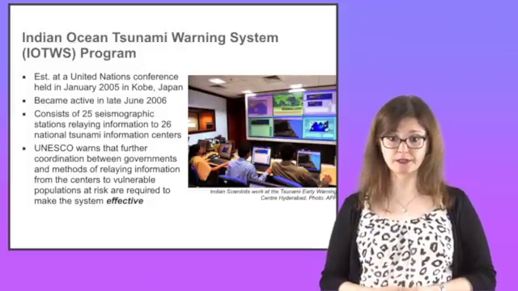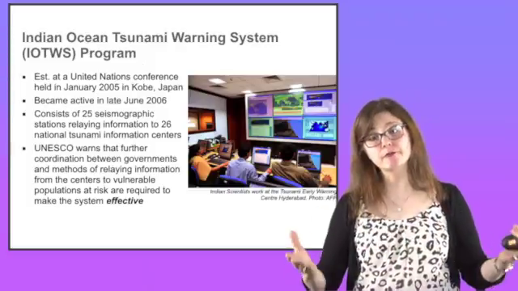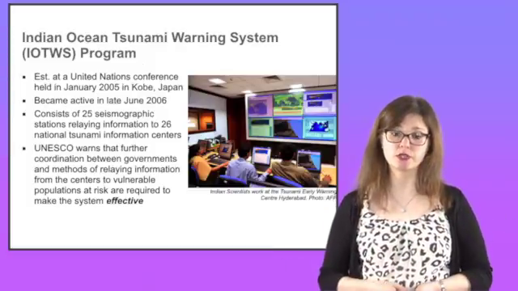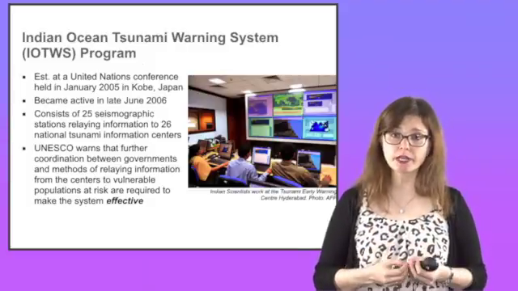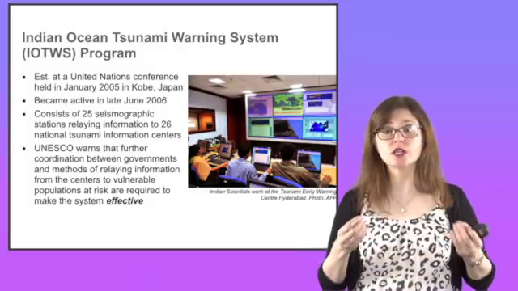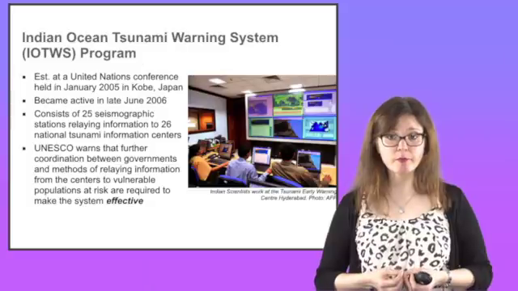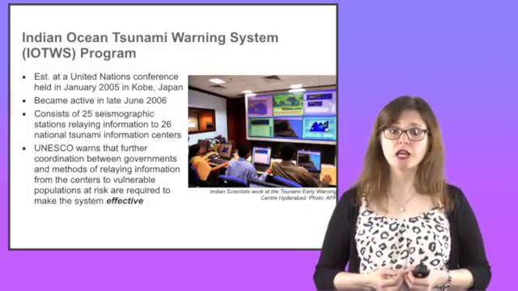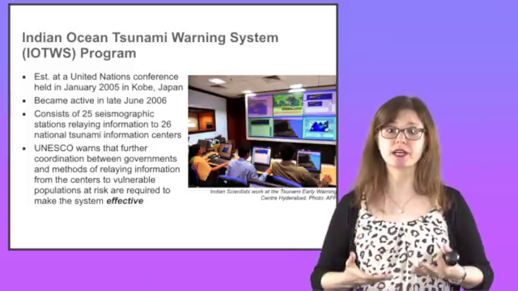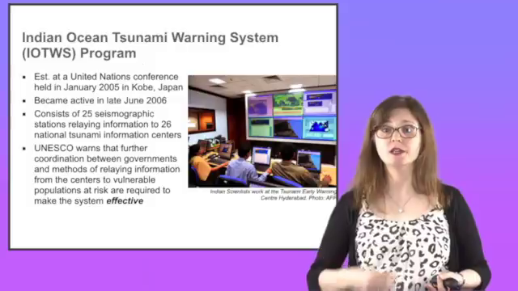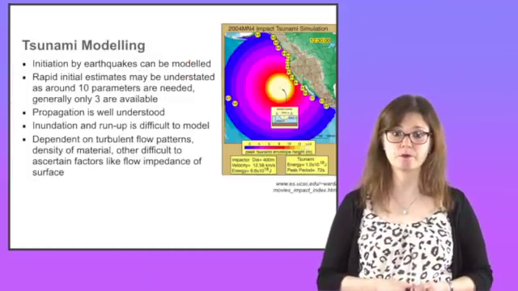So what happened was that following this event in 2006, the UN set up this Indian Ocean Tsunami Warning Centre, and it consists of 25 seismographic stations that relays information to over 26 national tsunami information centres. But there's all sorts of problems with working on an international level, and it requires cooperation, investment in the equipment, and maintaining that information and relaying that information. And so there are several vulnerable and weak spots that need to be carefully looked at in the Indian Ocean Tsunami Warning System so that it can become as effective as that of the Pacific Tsunami Warning System.